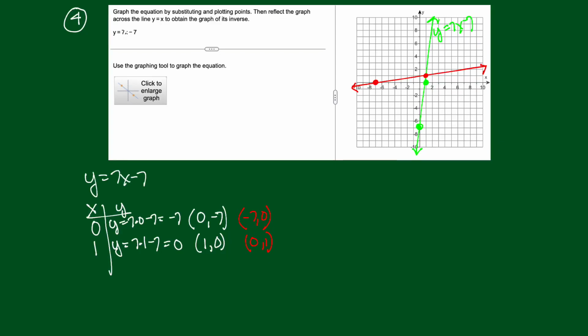Now, does it look to you like these 2 lines are reflections of each other about that line y equals x, the 45-degree line? I'll draw that. There's that 45-degree line. So does it look like if you reflected, say, the green line about that blue dashed line, that you'd get the red line? Looks pretty good. So I think we've got it. So the red line is a graph of the inverse of the green line.